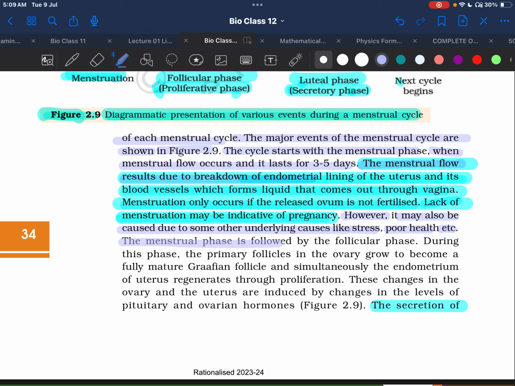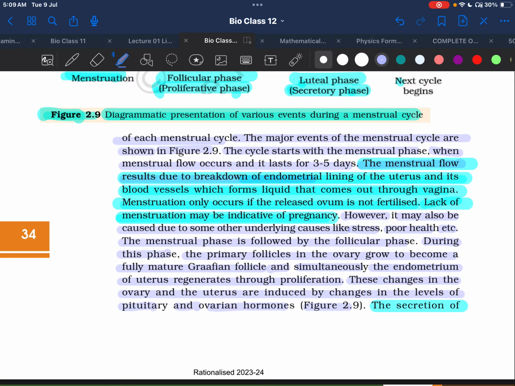The menstrual phase is followed by the follicular phase. During this phase, the primary follicles in the ovary grow to become a fully mature Graafian follicle, and simultaneously the endometrium of uterus regenerates through proliferation. The changes in the ovary and the uterus are induced by changes in the levels of pituitary and ovarian hormones.